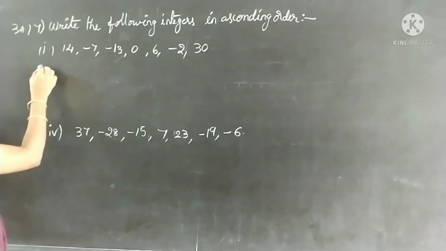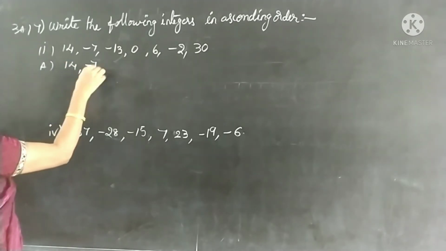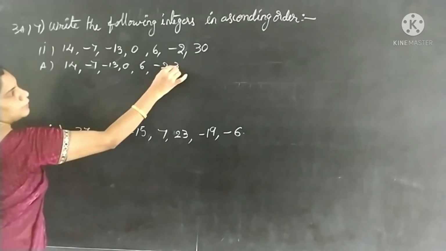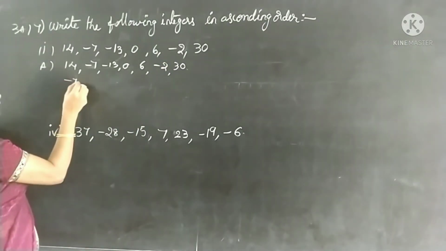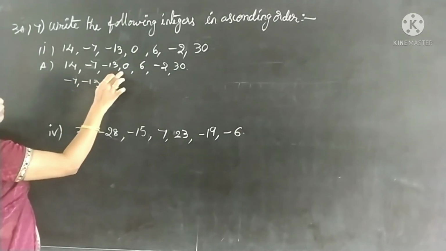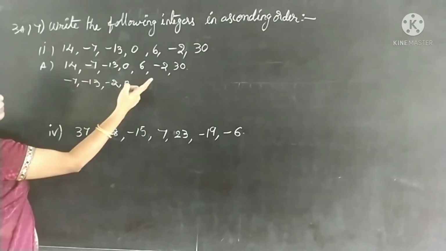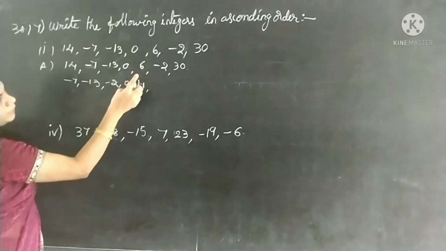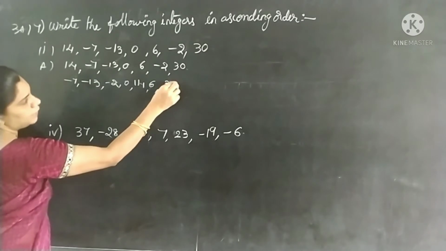Now see first what they have given here: 14, minus 7, minus 30, 0, 6, minus 2 and 30. First write down all the negative numbers as it is, line by line, in the order they have given. Next you have 0. If you have 0, mention 0. Otherwise no need. After that start writing positive numbers. So 14 is there. Next positive will be 6 and the next one will be 30.